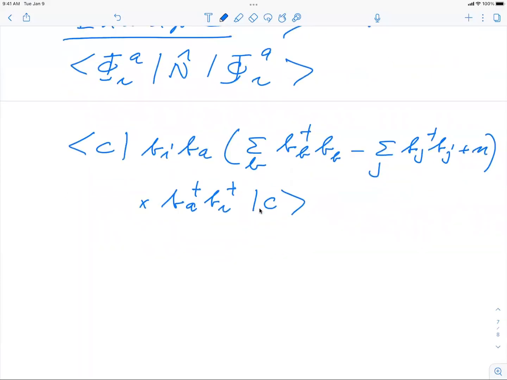Okay, then what we need to look at now are the contractions. So we would have a set of contractions here. Let's take the b_i, b_a, and then we take b_b† and b_b here. So there is a sum here over b. Let us just take this term here.